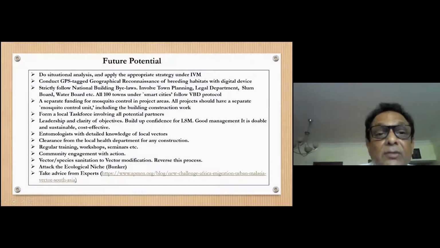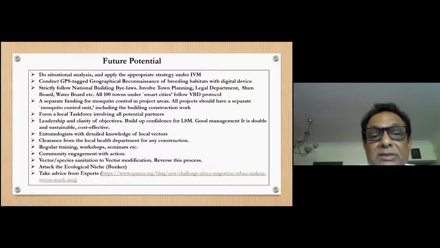Now slum board, water board, all 100 towns under smart city should follow the VVD protocol. I do not know whether any VVD experts are in town planning and all. A separate funding for mosquito control projects should be made, whether it is a building construction site or canal construction, dam building, everywhere. Form a local task force involving all potential partners.